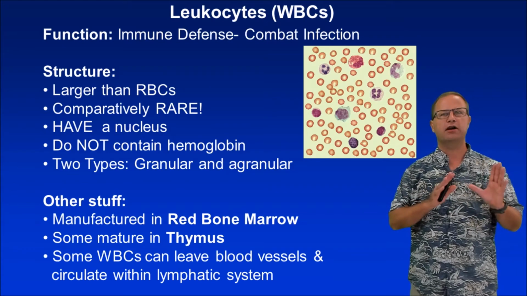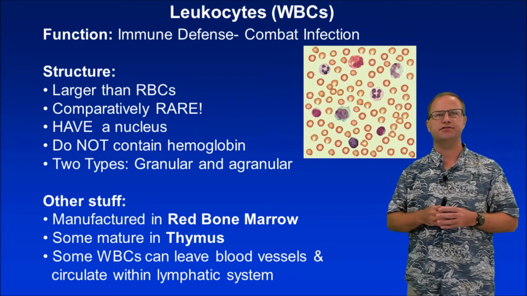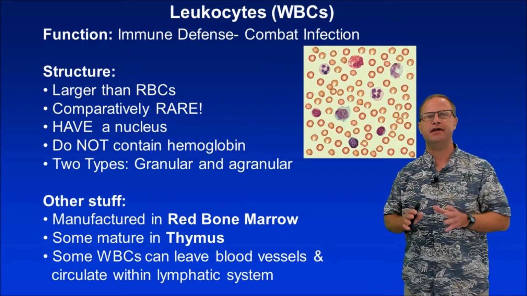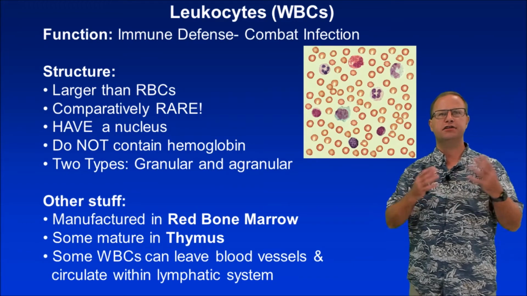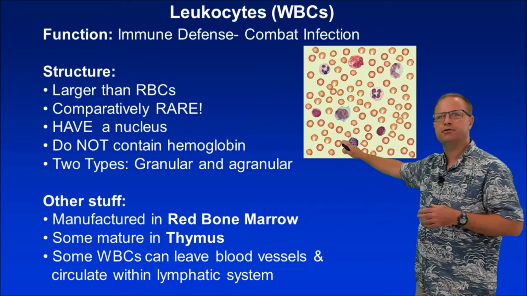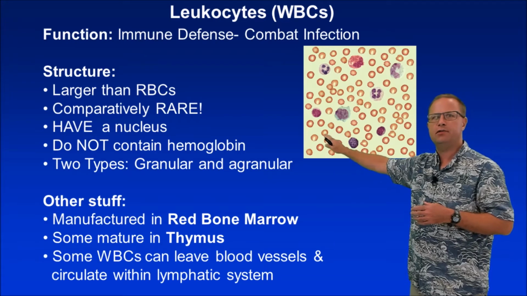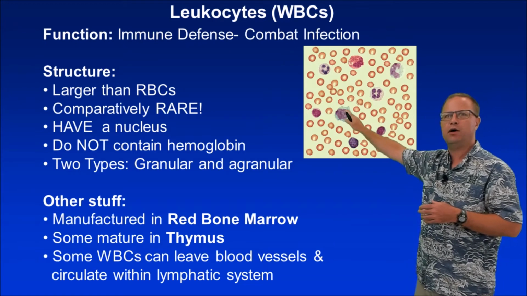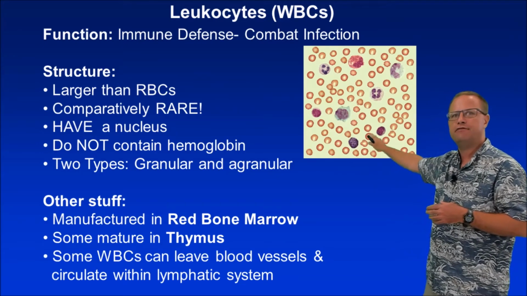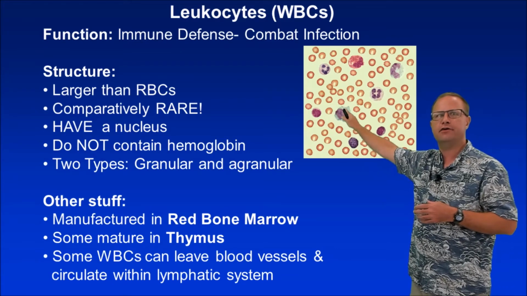Okay, so now we're going to talk about our leukocytes, which are our white blood cells, and their function is primarily immune defense and warding off infections. So let's talk about their structure. First of all, you can see they're much larger than the red blood cells. The red blood cells are these little pink dots in here, and then the white blood cells are much larger, and they all have a nucleus, right? So we can identify them very readily.